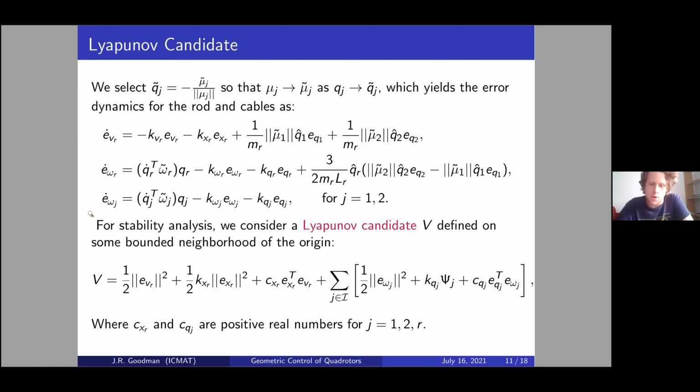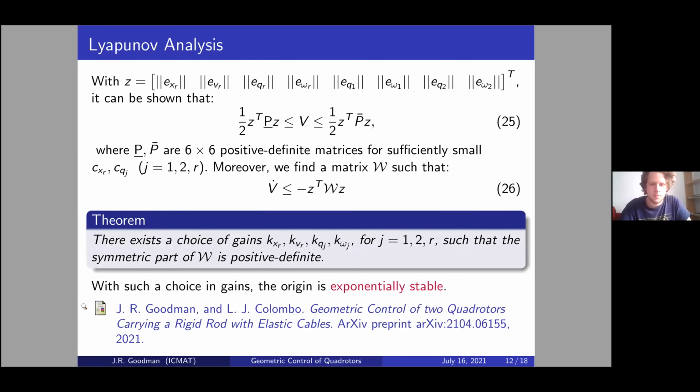And now we're just going to work on Lyapunov analysis for our stability analysis. So in particular, we're choosing our Lyapunov candidate V as follows, and we're defining it on some arbitrary bounded neighborhood of the origin. As is when you're trying to find exponential stability, your first step is to show that the Lyapunov function is bounded above and below by some positive definite quadratic forms. In particular, this is very straightforward in our case. You can find these matrices P underbar and P bar fairly easily, and they're positive definite so long as these Lyapunov constants are sufficiently small.